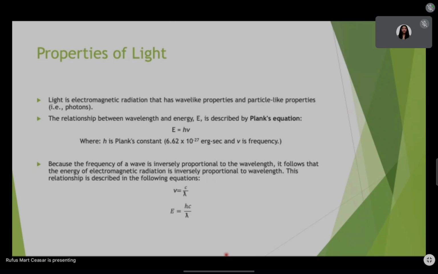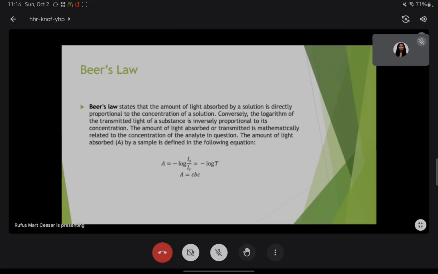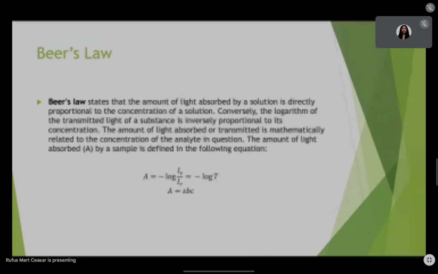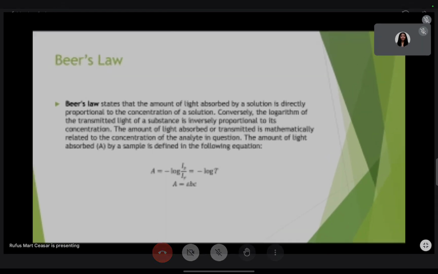So next, dahil magdi-discuss tayo ng spectrophotometry, important na i-discuss natin yung Beer's law. Beer's law states that the amount of light absorbed by a solution is directly proportional to the concentration of a solution. Conversely, the logarithm of the transmitted light of a substance is inversely proportional to its concentration.